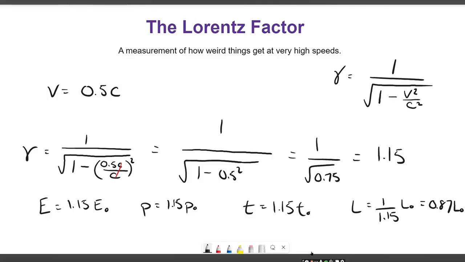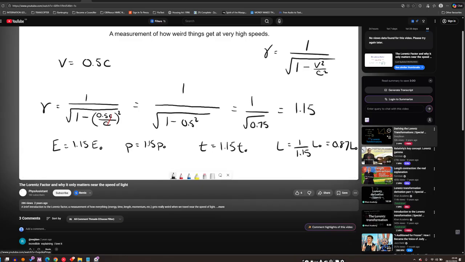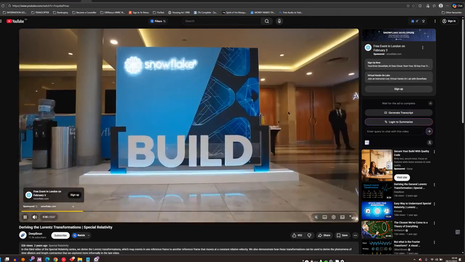It'll change much less if you're at 0.1 times the speed of light. So this video was basically just to review how the Lorentz factor works and how it changes things. Basically, people get it wrong.